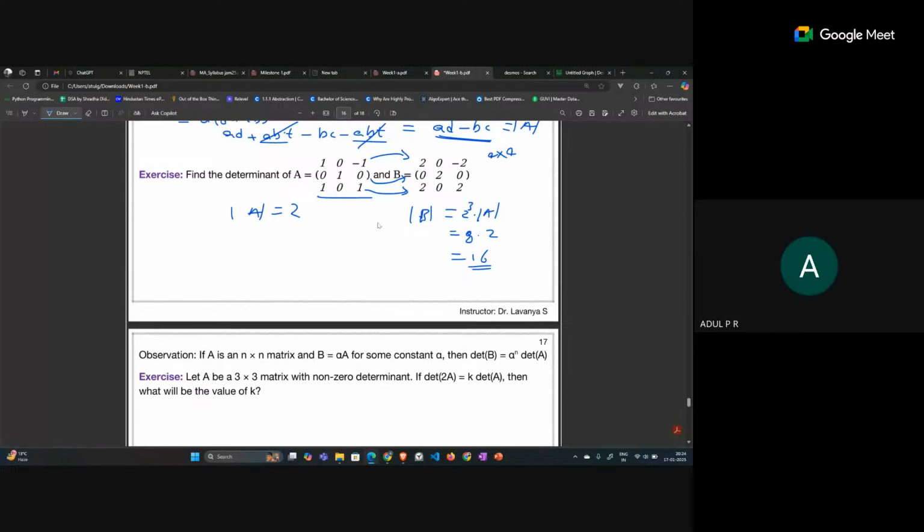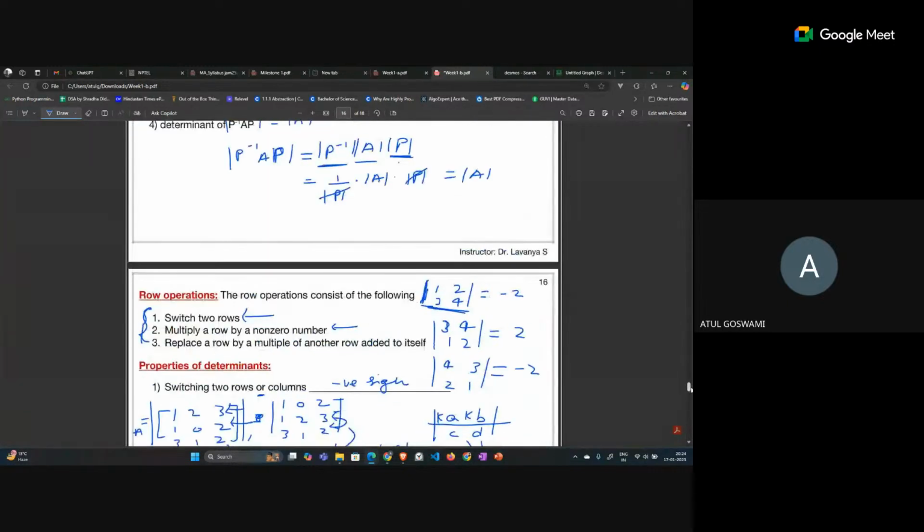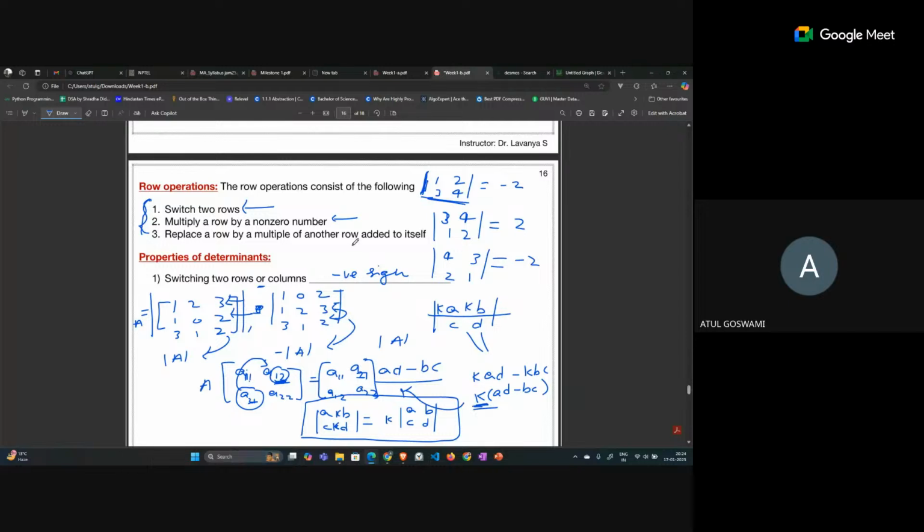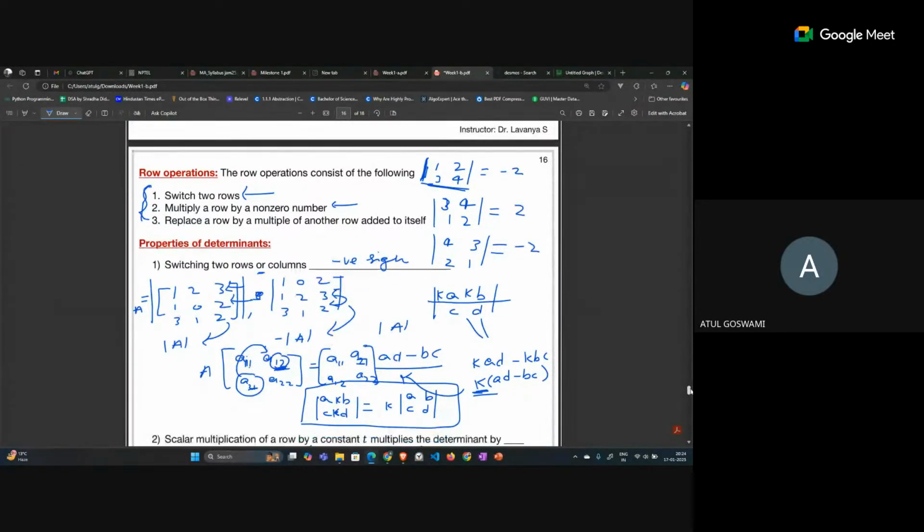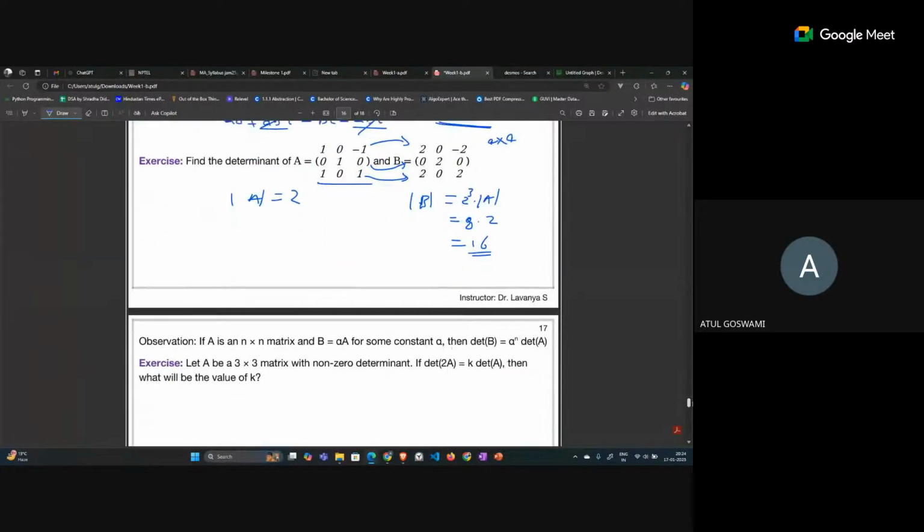Okay, sir, got it. But for a similar scenario, can't we calculate in the same way, like 2 power 4 times the determinant of A? Yes, these operations will be applicable. These are properties of the determinant, not of the 3 by 3 determinant or 2 by 2 determinant. So even if an n by n matrix is there, the same properties will hold. Okay, no problem.